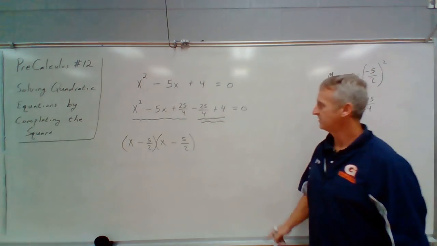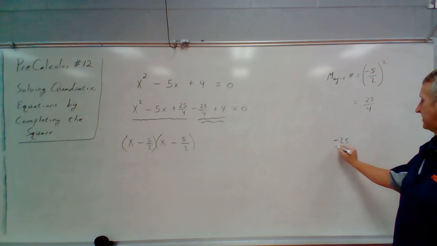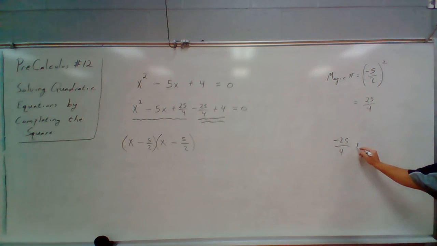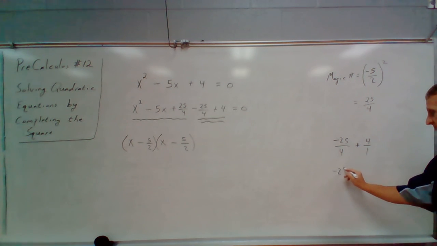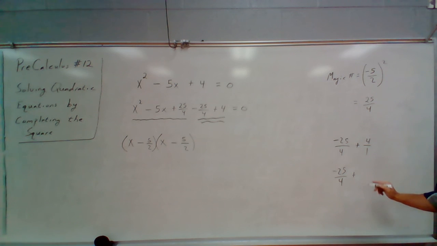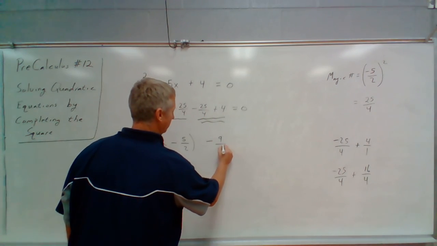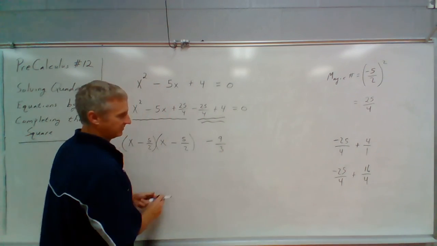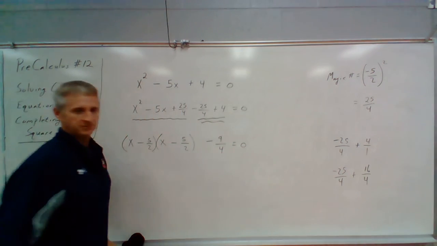We need to simplify this. In order to add fractions, you need a common denominator. So we have negative 25 over 4 plus 4 over 1. So that'll be negative 25 over 4 plus 16 over 4. Had to get a common denominator. Negative 25 plus 16 is negative 9. So I have minus 9 over 4 equals 0.